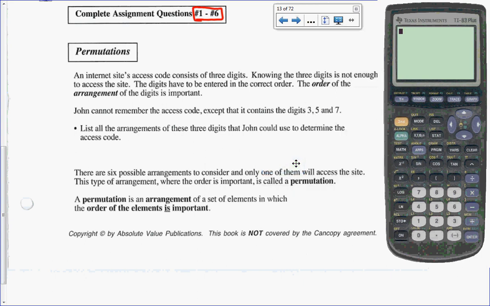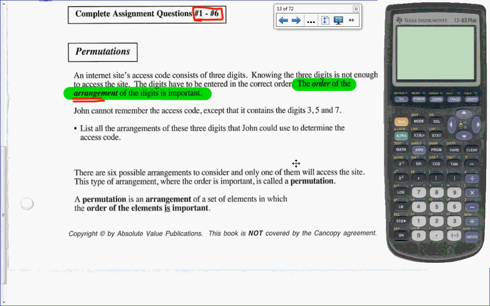The first example says, an internet site's access code consists of 3 digits. Knowing the 3 digits is not enough to access the site. The digits have to be entered in the correct order. The order of the arrangement of the digits is important. Highlight that sentence. Whenever a question is asking how many ways could you arrange something, if they use the word arrangement or arrange, it indicates that order is important. So you're going to be using permutations.